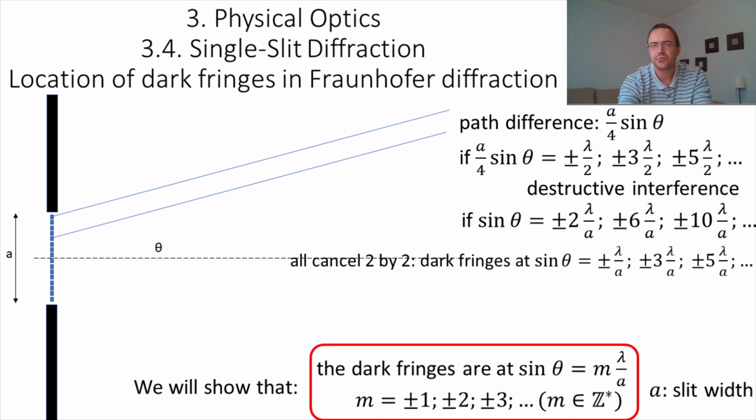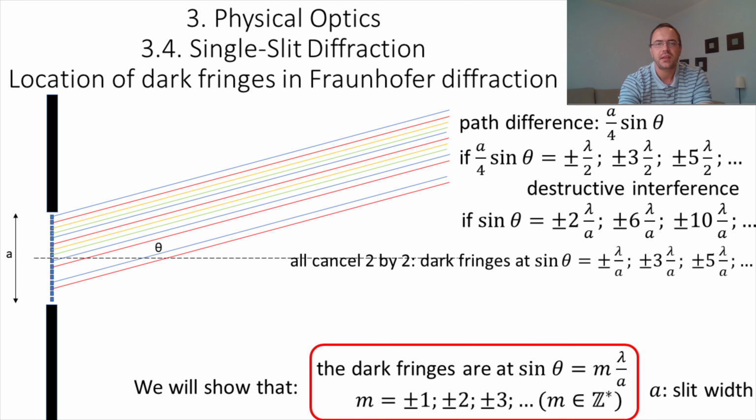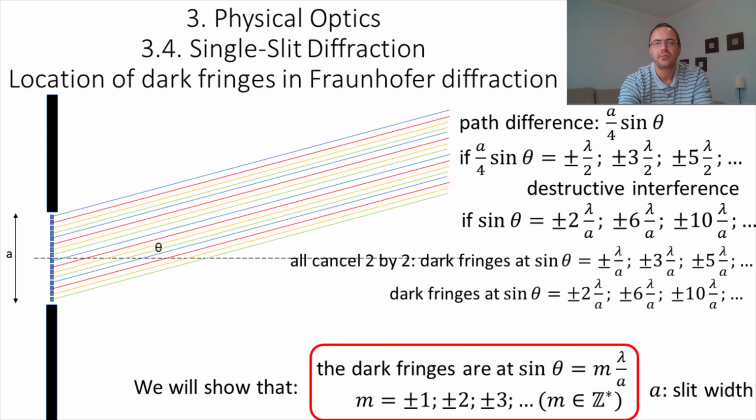And again, if these two blue rays cancel each other, then the two red ones will also cancel each other, and the same for these two, and so on. And so again, they will all cancel 2 by 2, and we will have a dark fringe if sine theta is equal to plus or minus 2 lambda over a, plus or minus 6 lambda over a, plus or minus 10 lambda over a, and so on. So we have more conditions that will give you a dark fringe. But still, we don't have all the integer numbers. Right? We're still missing, for example, 4 lambda over a.